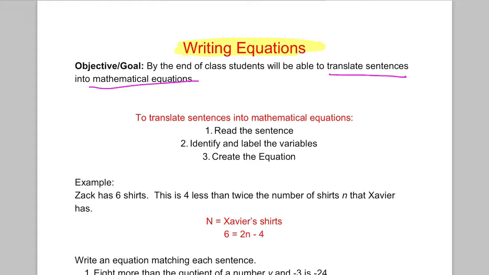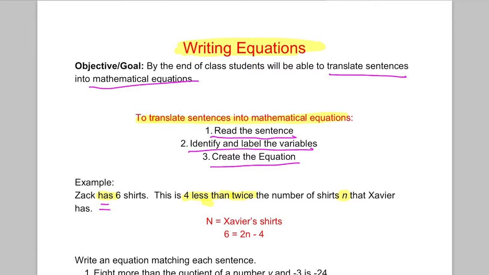To translate sentences into mathematical equations, you need to do 3 things. Read the sentence, identify and label the variables, and then create the equation. So let's look at an example. Zach has 6 shirts, okay? Has is a word that will help you. It means equal, usually. This is 4 less than twice the number of shirts N that Xavier has.